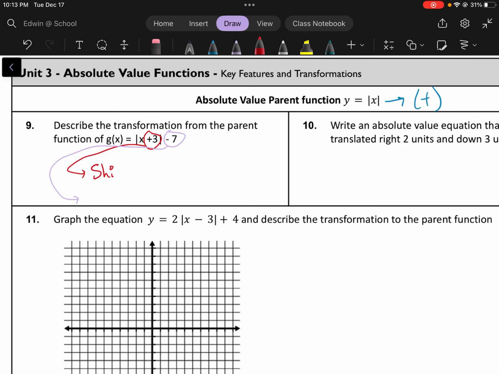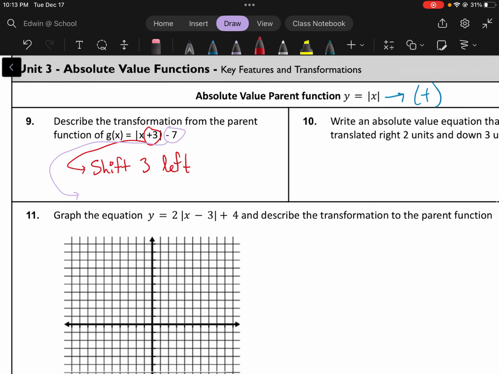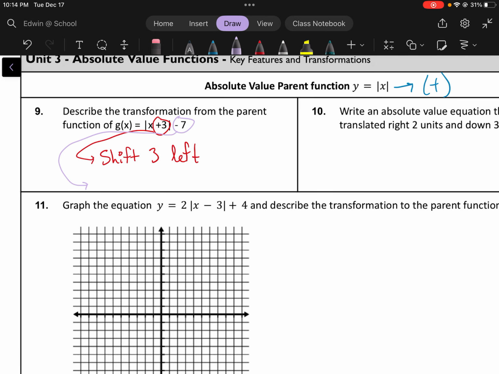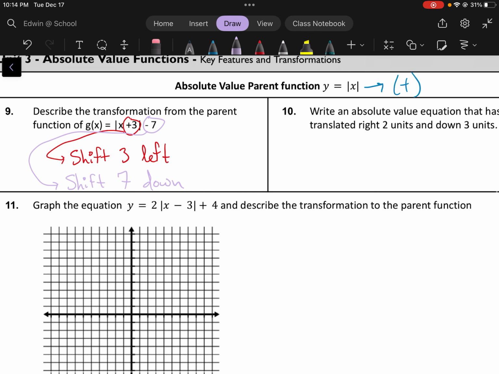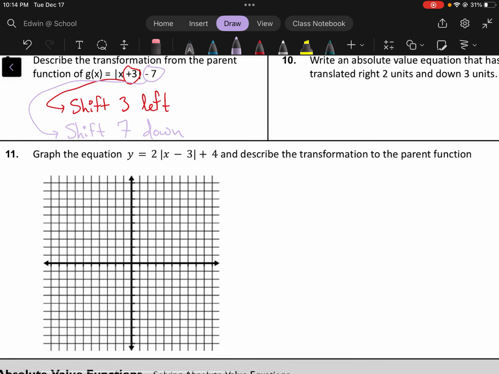So that plus 3 is going to correspond to a shift of 3 units. And it's going to be to the left. Whenever we have a plus inside that absolute value, or it could be a parentheses, or it could be a square root, or whatever, if it's plus, it's going to be left. If it's minus, it's going to be right. Next, we have a minus 7, meaning it's just going to shift 7 down. So if it's on the outside, it's going to shift down if it's negative, shift up if it's positive.